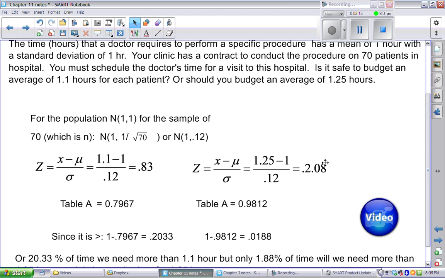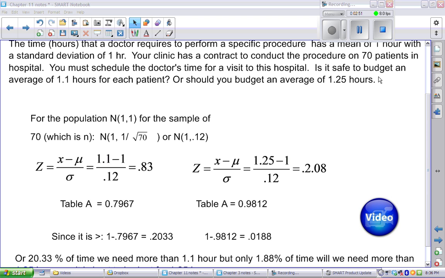So let's see if it's safer to budget 1 1/4 hour. So we'll follow the same steps, except this time for x we're going to use 1.25. We'll plug that in and solve. That gives us a z-score of 2.08, excuse me. When we look that up in Table A, we get a proportion of 0.9812. Again, that just tells me that 98% of the patients will take less than 1.25 hours, or about 1.8% of the patients will take more than that.